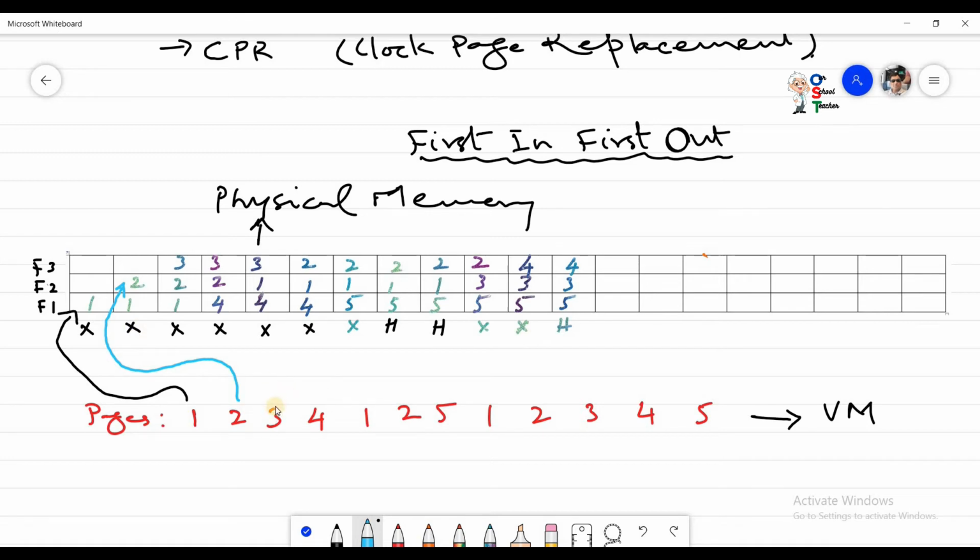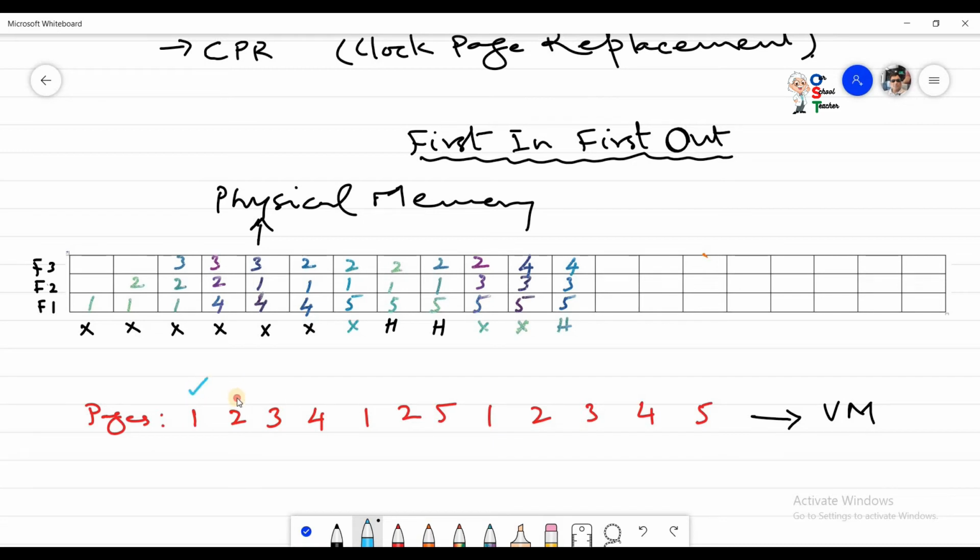Third time page number three is required. It is also not present in the memory, so it will be picked from the virtual memory and kept on the frame number three. So this is how it is going. Now we have a situation here.